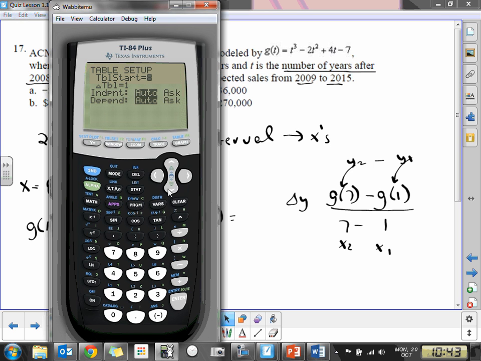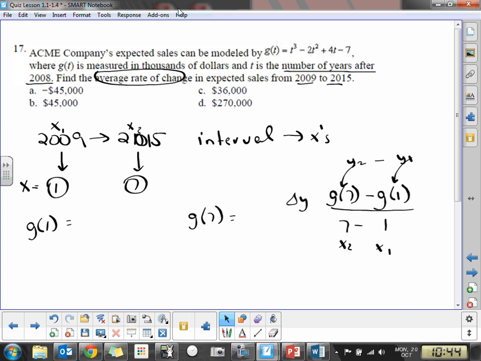Since I only want it for a couple of values, I'm going to change the auto to ask. I'm just setting it. So when I ask it in my table, I want to know what is the calculated value 1 year after 2008. It's -4. And then what is the value of my function at year 7? So 7 years is 266. So for our calculations, I need to know those two numbers, -4 and 266.